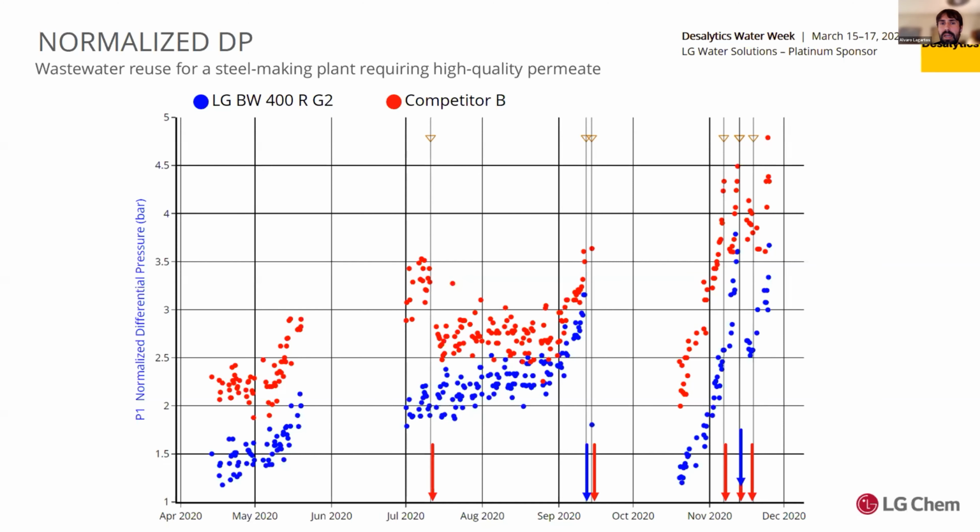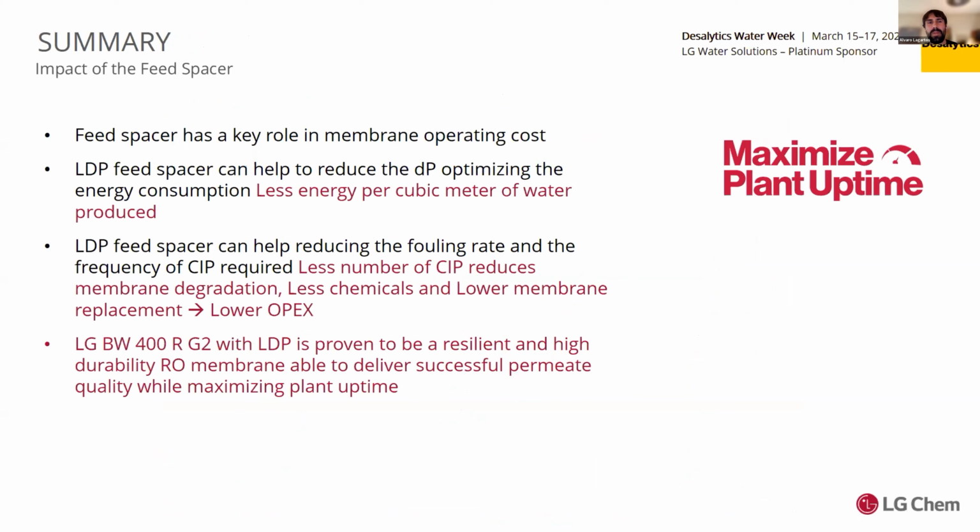So that's one of the other advantages, no? As you can see, a feed spacer plays a real key role in the membrane operating cost. It is strongly linked to the energy consumption, because it's what is facing the feed, and differential pressure, obviously the higher this differential pressure is, the higher will be the feed pressure.